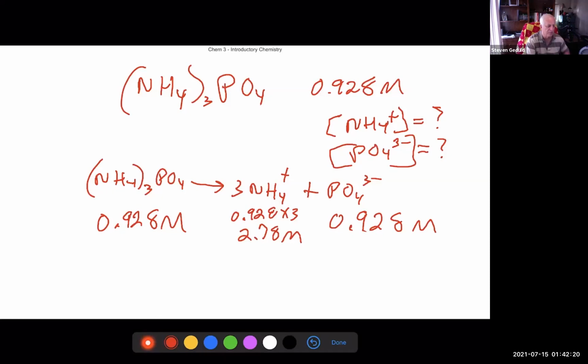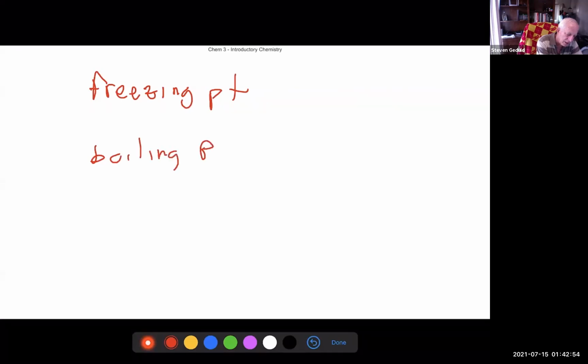All right, now we're going to get into colligative properties. Colligative properties depend upon, it doesn't matter what type of salt you have, it just means how many parts it's breaking into. Like we saw, ammonium phosphate broke into three ammoniums and one phosphate. It broke into four parts. So colligative properties are determined by the parts in the solution themselves. We got four things we'll look at actually. Well, first two things are going to be our freezing point and our boiling point. When parts dissolve in a solution, the boiling point increases, the freezing point decreases.